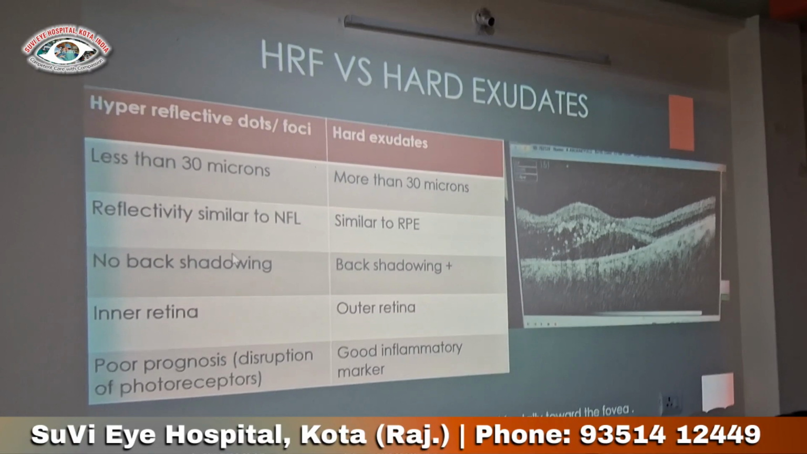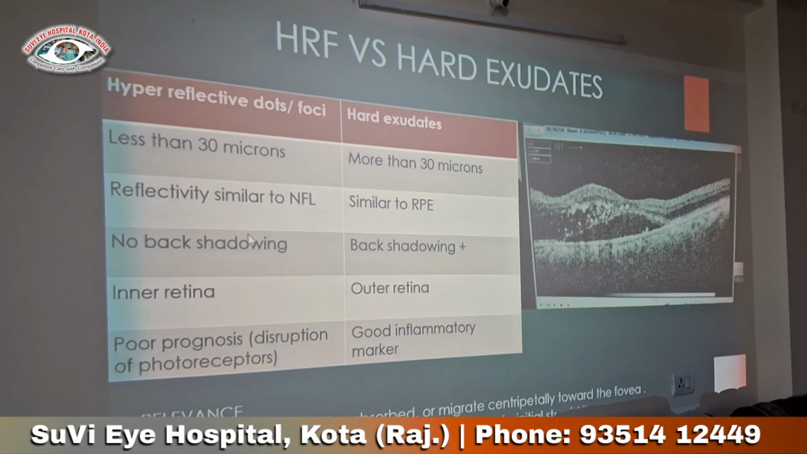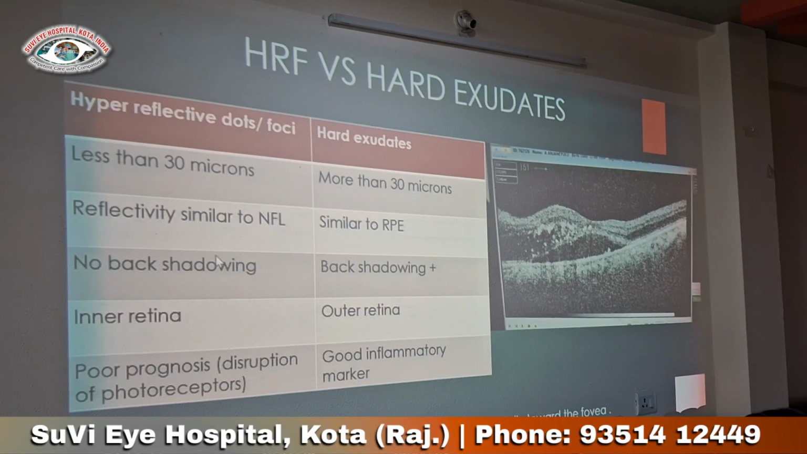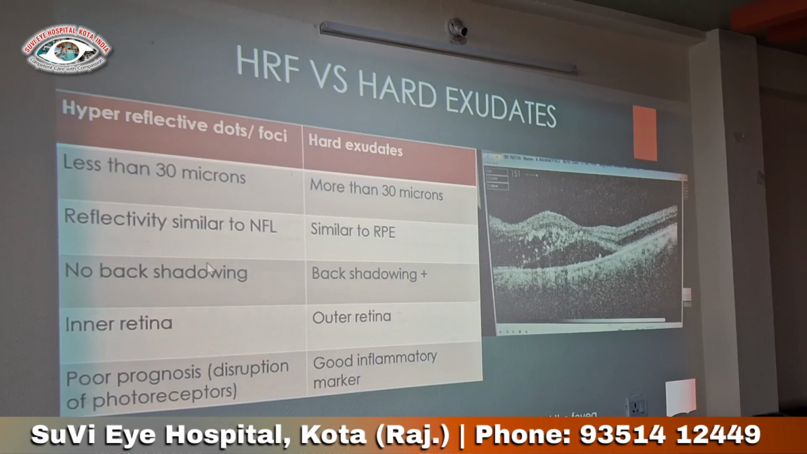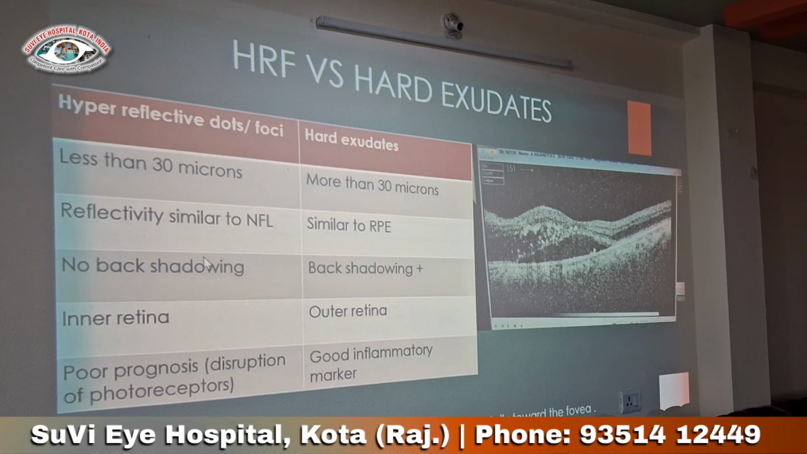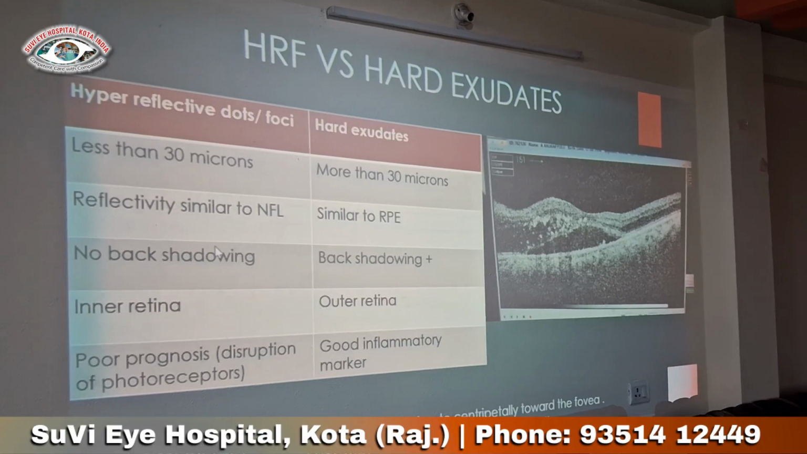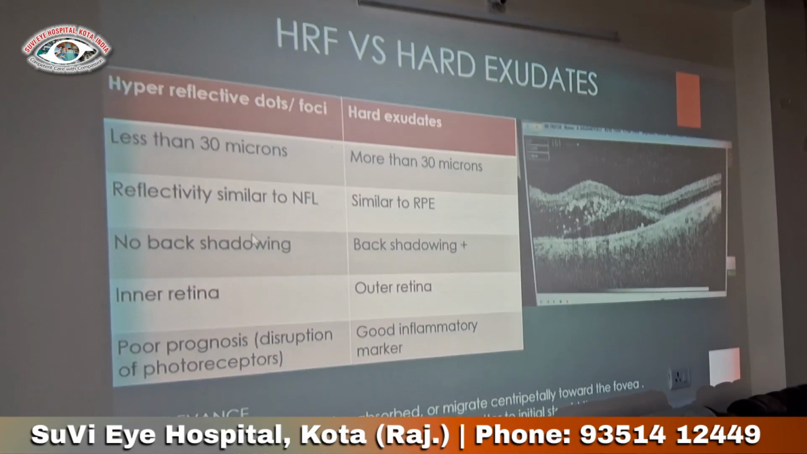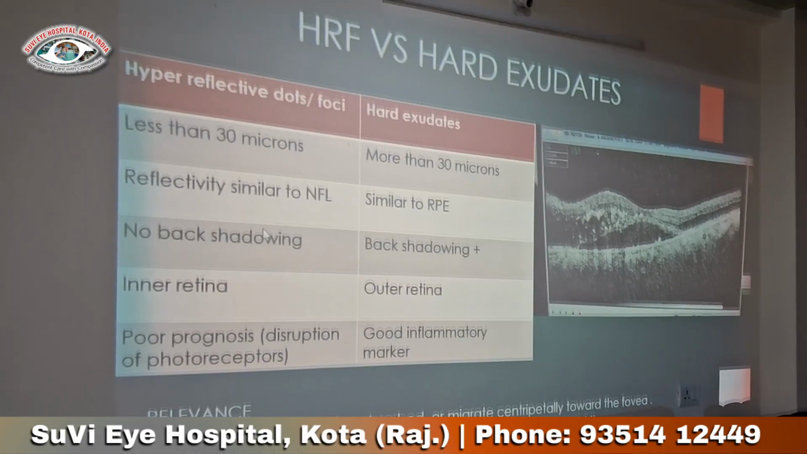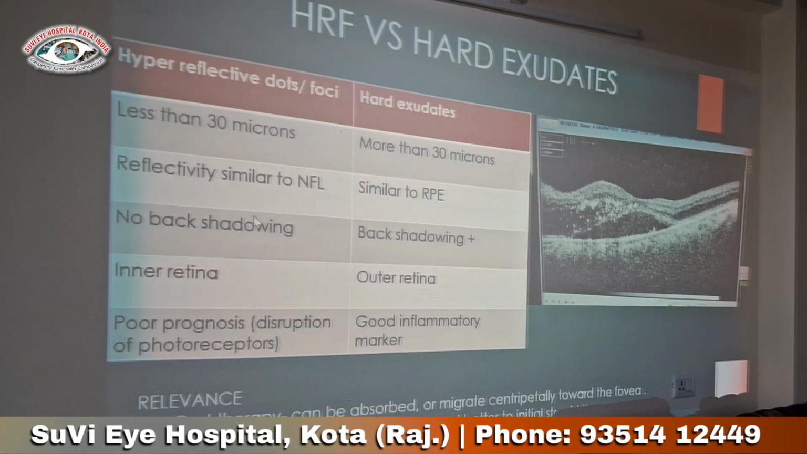So can anyone tell me, Dr. Anuj, what are hyperreflective foci and what are hard exudates, and what is the difference between them? I've made a table for this, but in short, how can we say on the OCT whether it is a hyperreflective foci or a hard exudate?